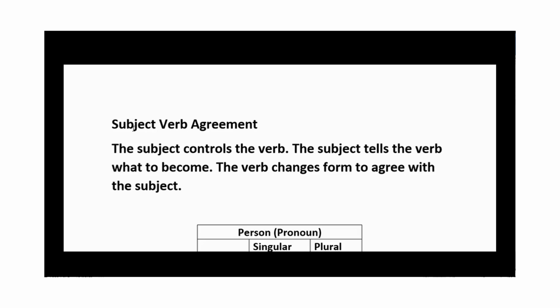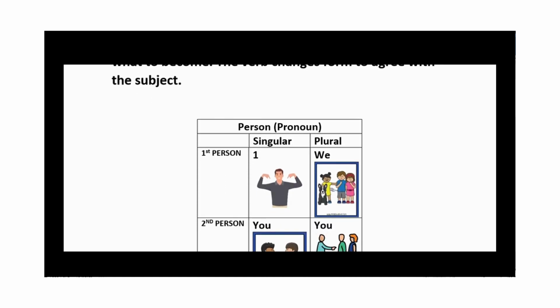Alright, now the basics. Mind you, this is just a basic. We'll get into the more advanced form, so it is good to watch this one so that when I start teaching the advanced form of subject verb agreement, you do not get lost. The concept of subject verb agreement is that the subject controls the verb. The subject tells the verb what to become. The verb changes form to agree with the subject. I'm going to illustrate that with a table below.